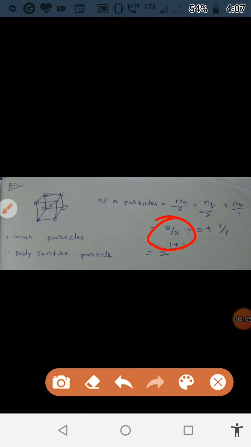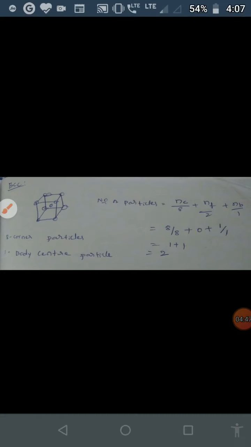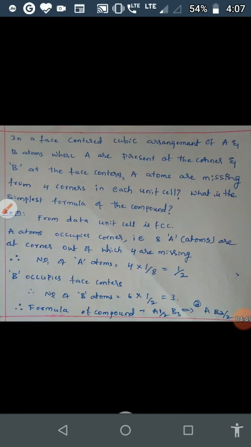Next we shall move on to the problems on this concept. In a face centered cubic unit cell arrangement of A and B atoms, where A atoms are present at the corners and B atoms at the center of the faces, A atoms are missing from 4 corners in each unit cell. What is the simplest formula of the compound?